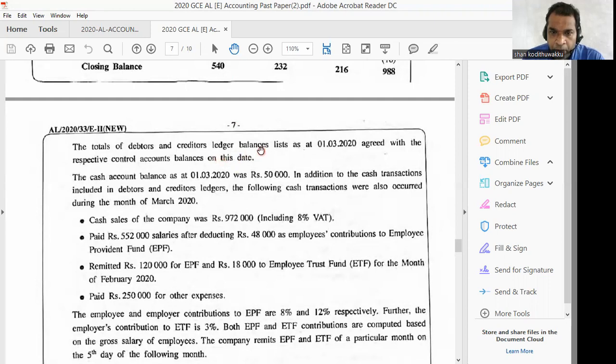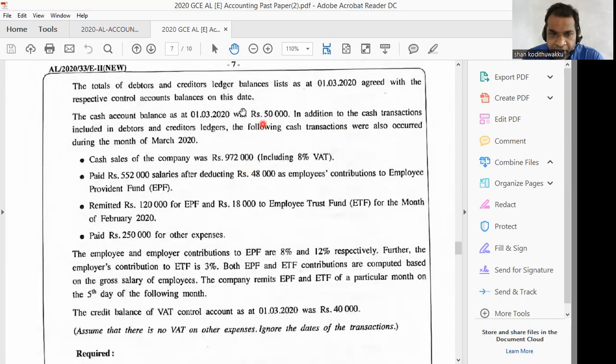That means no problem at the beginning of the month. They have got the debtors and creditors ledger balances list agreed with the respective or relevant control accounts. That means the list of debtors personal accounts total is agreed with the debtors control account balance as at 1st March 2020, and the creditors personal accounts list total is equal to the creditors control ledger balance as at 1st March 2020.